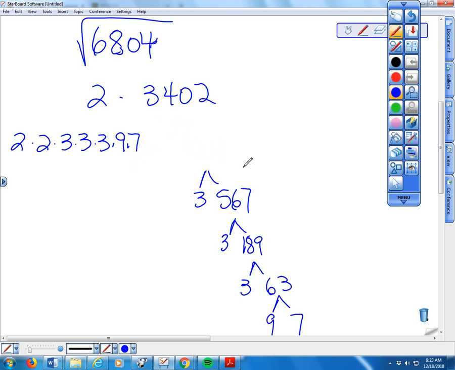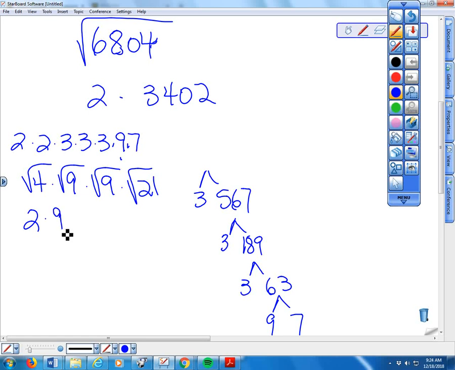Okay, so this is a perfect square, so that's 4. This is a perfect square, and this is a perfect square. Right. Does that make sense? Yeah. Okay, so I have 2 times this square root, and this really is 81, isn't it? Yeah. So that's 9. That's easy. That makes sense? Yeah. Okay.